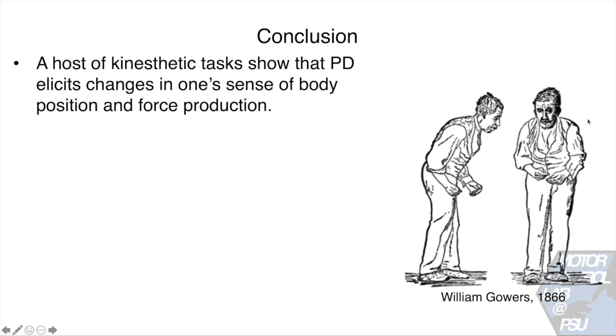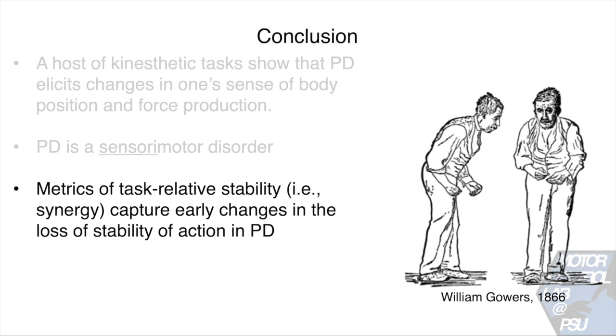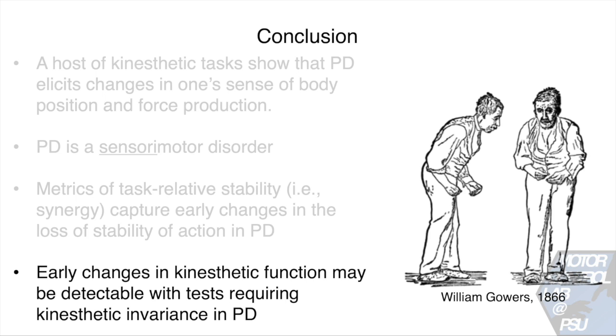In conclusion, there is a host of evidence that shows that PD elicits changes in one's sense of body position and force production, or a sense of kinesthesia. Parkinson's disease is a sensory motor disorder, not just a motor disorder. Metrics of task relative stability do capture changes in the loss of stability of action in PD, perhaps early in the disease process. Early changes in kinesthetic function may be detectable with tests requiring kinesthetic invariance in PD, serving as a potential answer to the lack of a sensitive test early in the disease process.